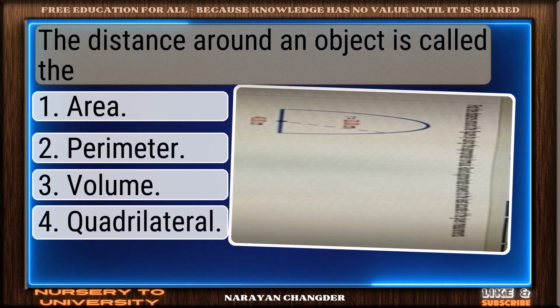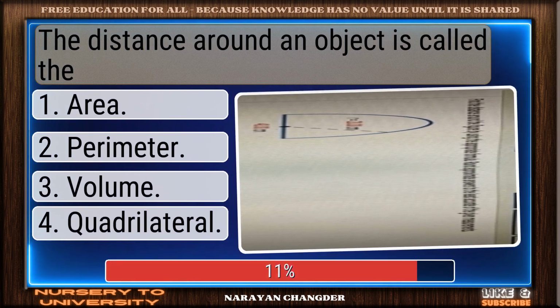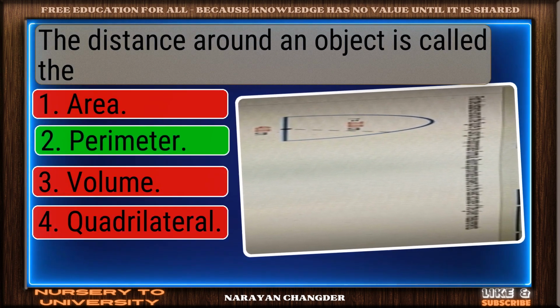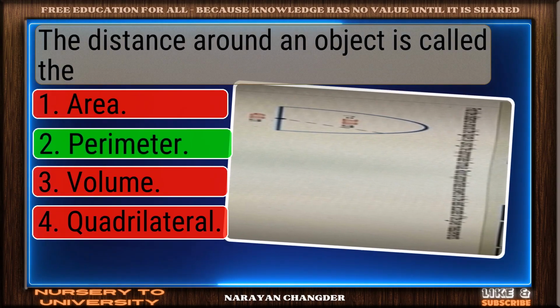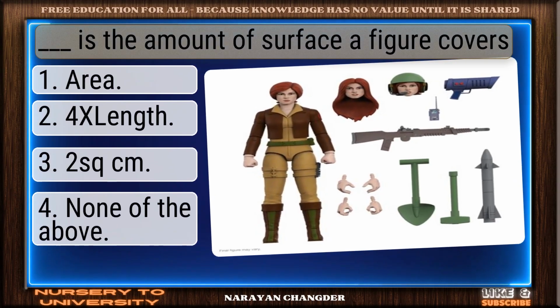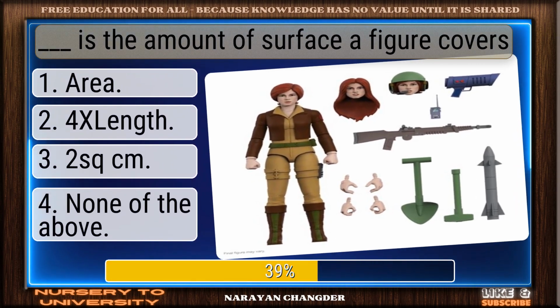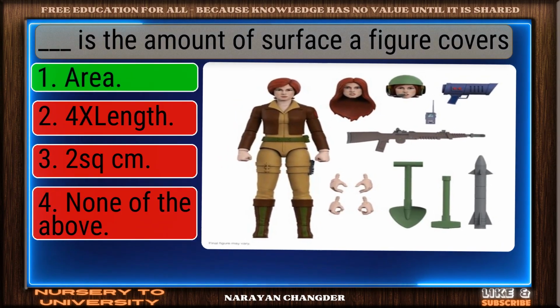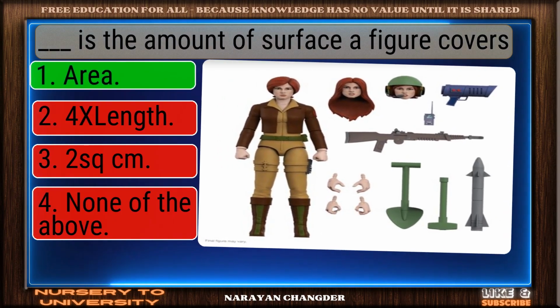The distance around an object is called the. Nicely done. Perimeter is a solid answer. Dash is the amount of surface a figure covers. Right choice. Area is the best answer.